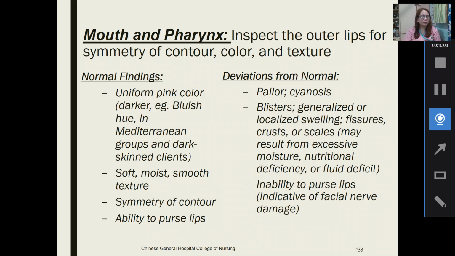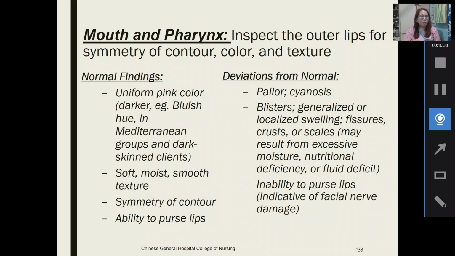So, the normal finding is that it is uniform pink color. Darker, for example bluish, in Mediterranean groups and in dark-skinned clients. It is soft, moist, smooth, and smooth ang kanyang texture. Symmetry of contour, and ability to purse lips. Okay. So, deviations from normal, pallor or cyanotic ang client.